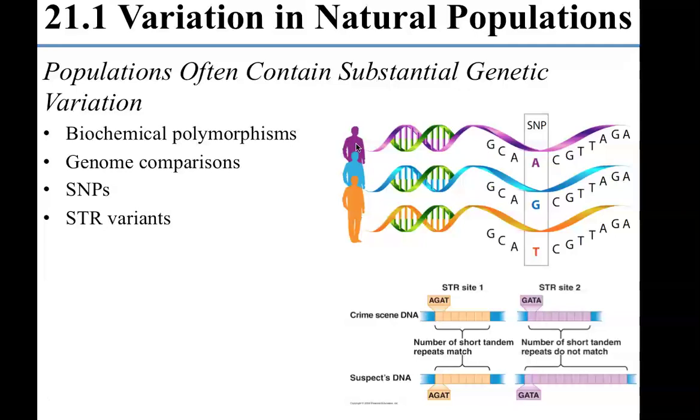SNPs stand for single nucleotide polymorphisms. So if you look in the upper picture here, you can see that this individual, when you sequence a particular gene, is GCAA. This one is GCAG. This one is GCAT. And so it turns out that individuals have single nucleotide polymorphisms. So we differ from each other just in some cases, in some genes, simply by having a different nucleotide base compared to others.